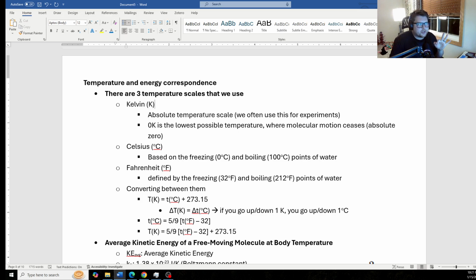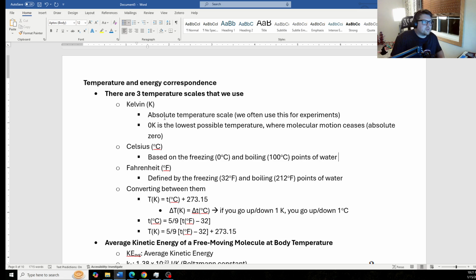Okay, so there are 3 temperature scales that we use: Kelvin, Celsius, Fahrenheit. Most commonly for all of our sciencey stuff, we're going to use Kelvin and Celsius because Fahrenheit is just kind of dumb. Fahrenheit is based off of weird numbers and it doesn't go nicely into all of our stuff.